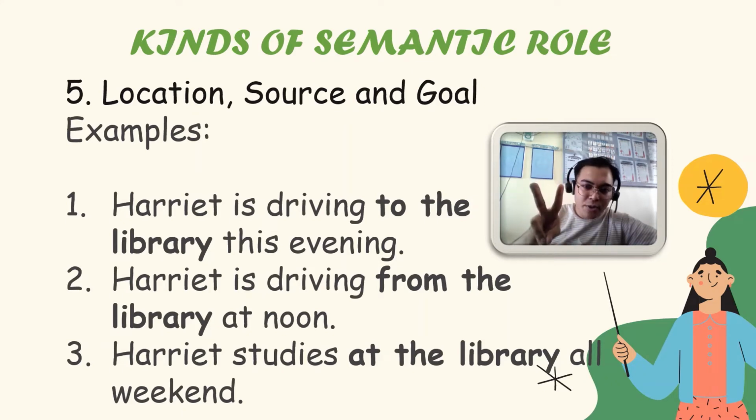Now, for number 3, we have here, Harriet studies at the library all weekend. In this sentence, the goal is the entity where the action of the verb is taking place. From sentence number 3, we can see that Harriet studied at the library all weekend. So, meaning to say, number 3 here is considered the goal.